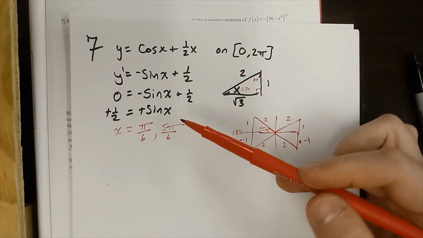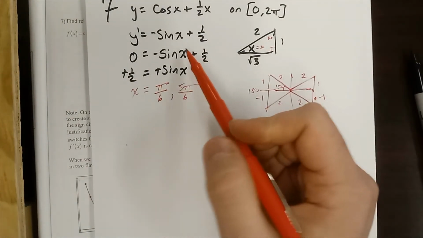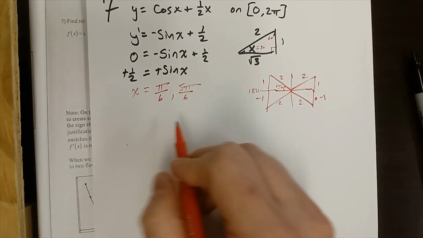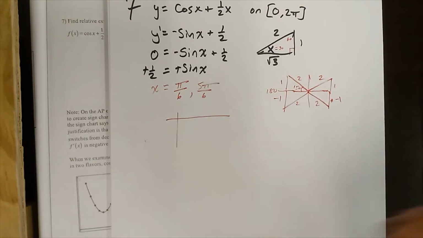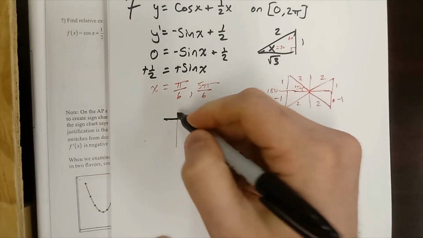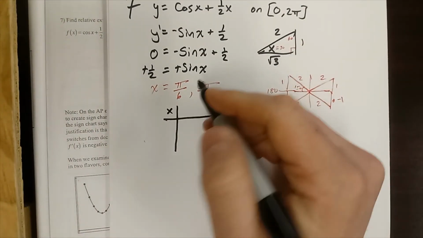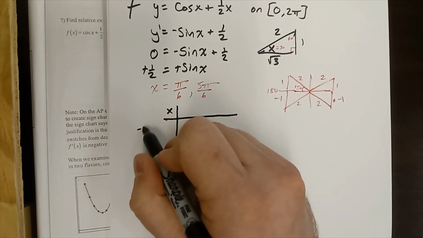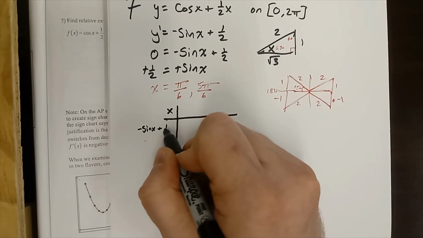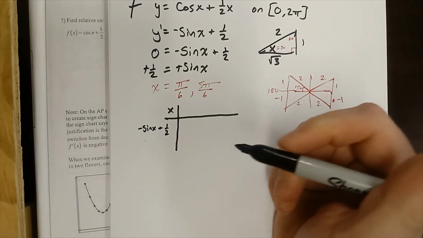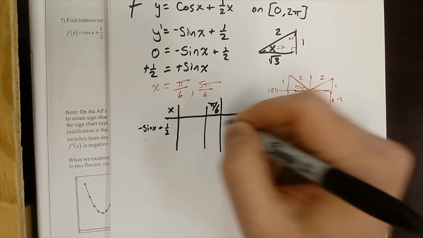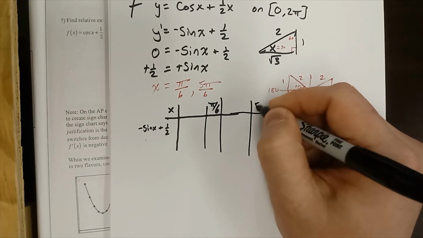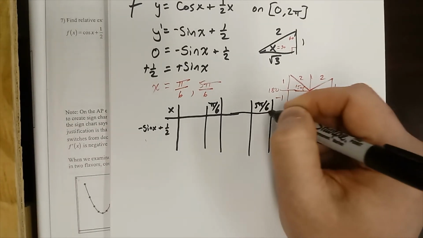And so those are our critical numbers. So now we can go in and check on a sine chart. So here's x. So negative sine x plus 1/2. That's my derivative that I'm dealing with. So I've got pi over 6, and I've got 5 pi over 6.